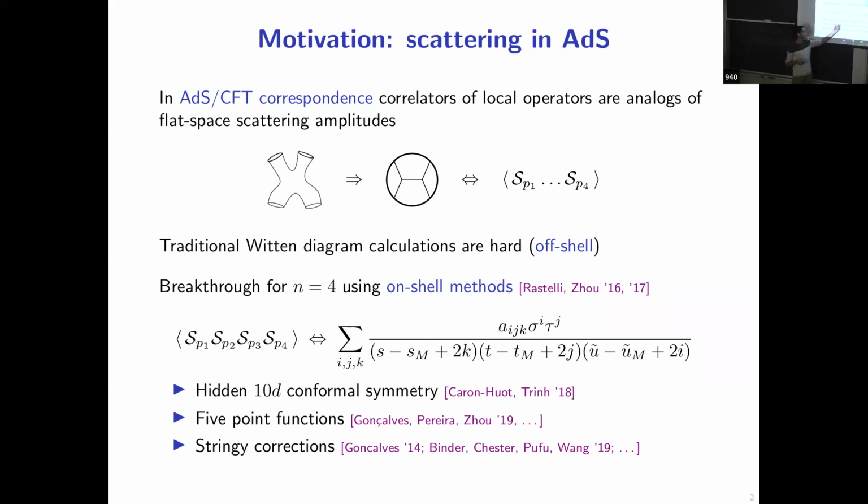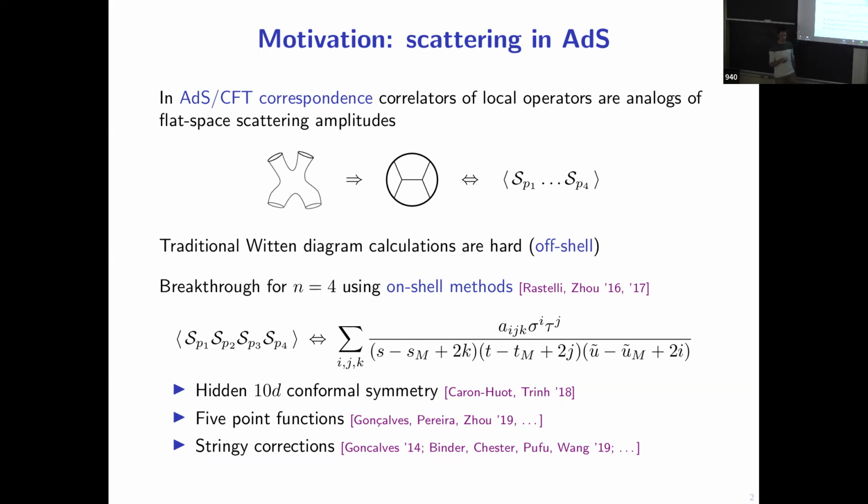In particular, a year or a couple of years later, this formula appeared in a nice paper by Simon and Ancoy. They managed to explain the simplicity of this formula as coming from some 10-dimensional hidden conformal symmetry. I'm going to explain later, at the end, more or less how this story goes. And also, since then, there's been a lot of progress. Now people can compute 5-point functions, or, for instance, Ethan has nice papers on how to compute string corrections to these correlators. This would be like going to one loop in some sense.